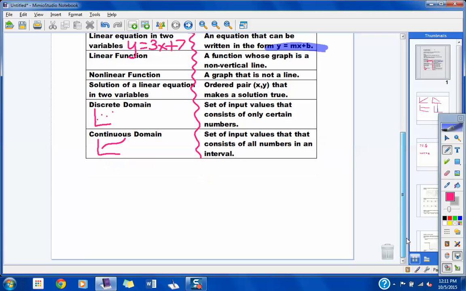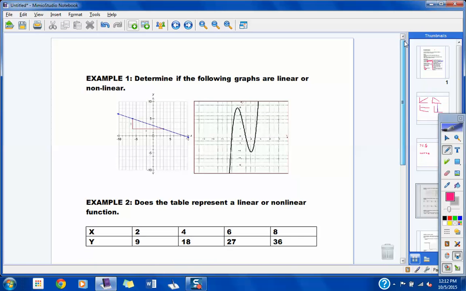So vocab-wise, we okay on this right now? Everybody okay vocab-wise? Yes? All right, very good. Let's run to page 2 here quickly and get rolling. Linear functions is really what we're going to focus on today.